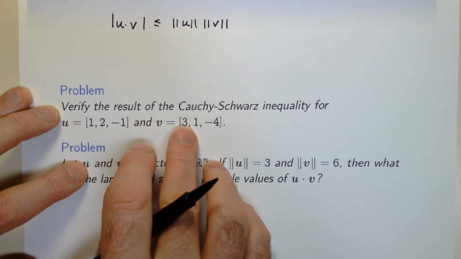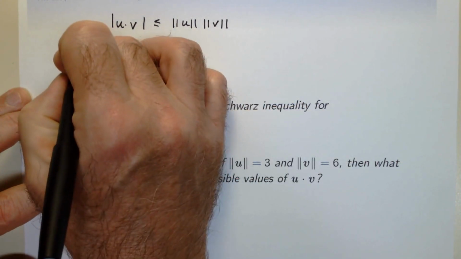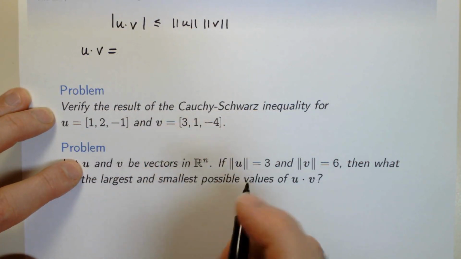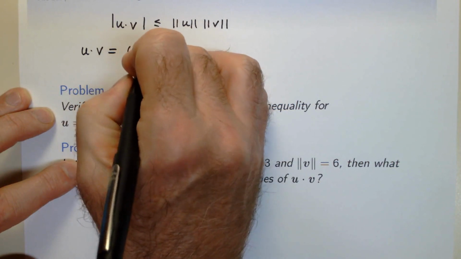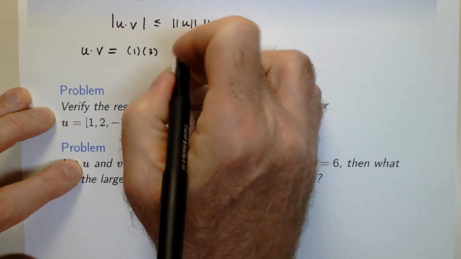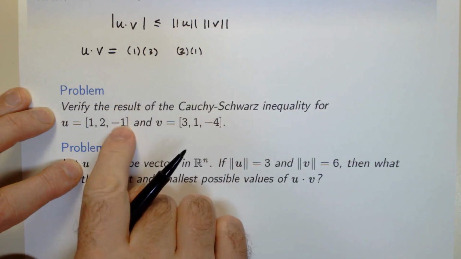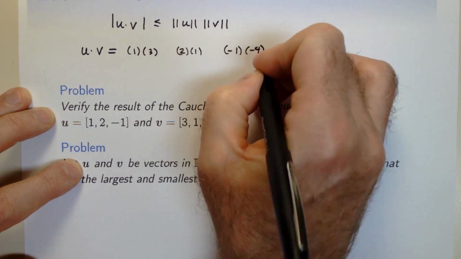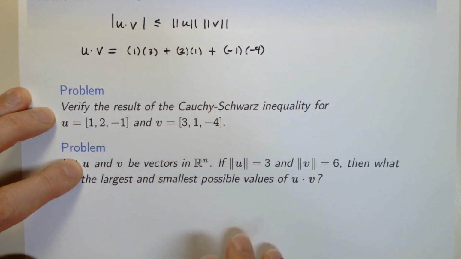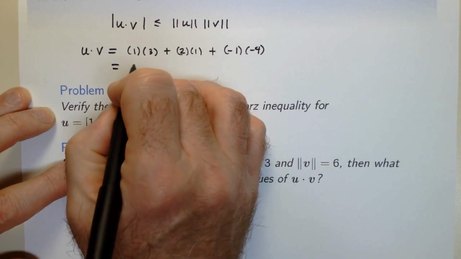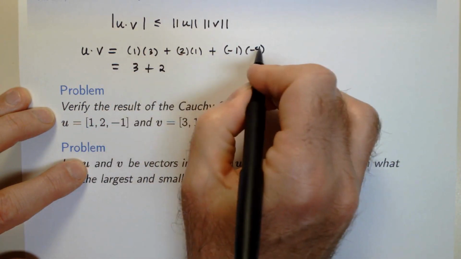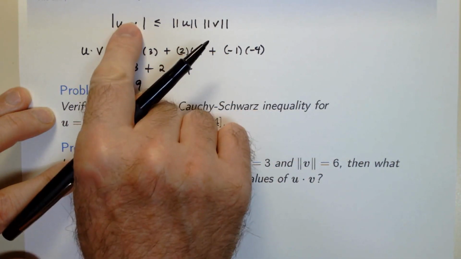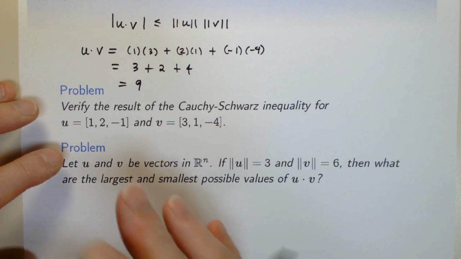All right, let's work on u dot v first. When we compute u dot v, what we're thinking of is component-wise multiplication. So we'll have the 1 times the 3. We'll have the 2 times the 1. And then we'll have -1 times -4. And then these products are added together. So u dot v will be a 3 plus a 2 plus a 4, which is 9. So u dot v, in absolute value, will be 9 because it's already positive.